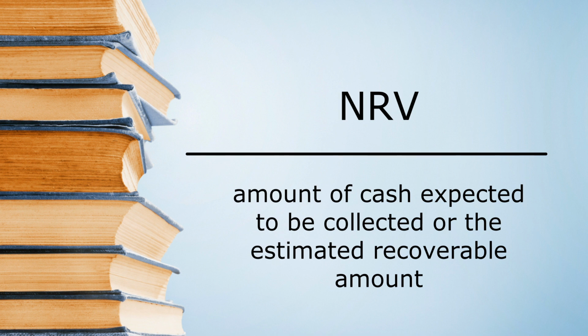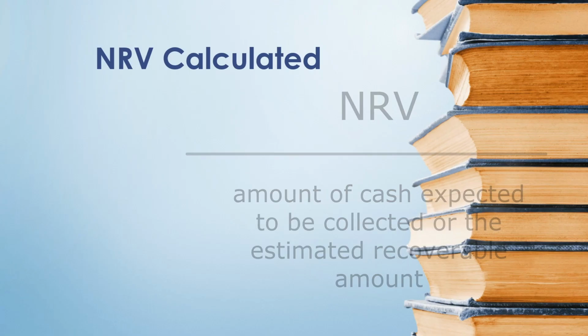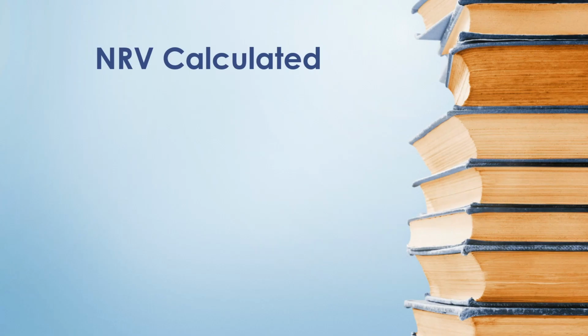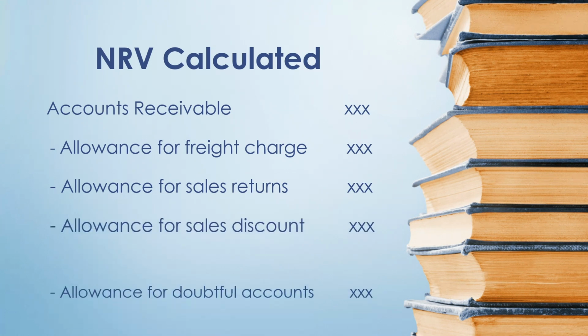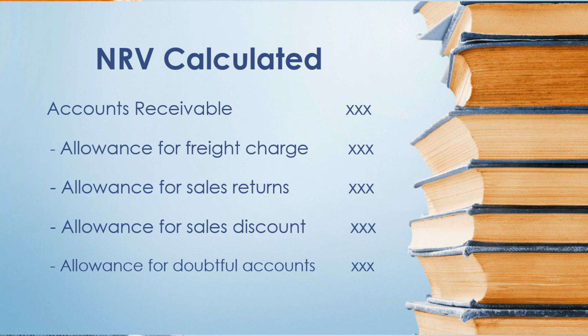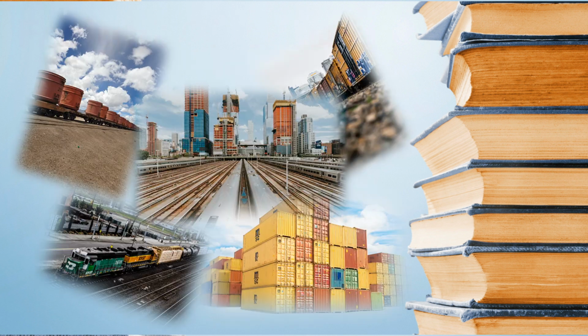Accordingly, in estimating the NRV, the following are to be deducted from the accounts receivable. First is the allowance for freight charge. Next is the allowance for sales return. And the third is the allowance for sales discount. And fourth is the allowance for doubtful accounts. We will discuss these deductions one by one for you to appreciate more what we are talking about here. We start with the allowance for freight charge.